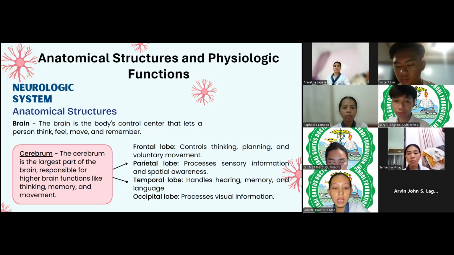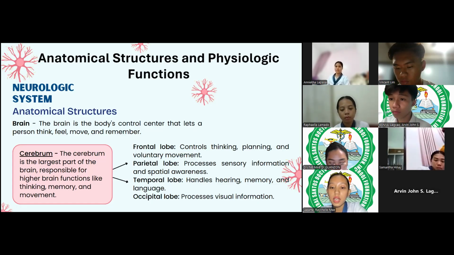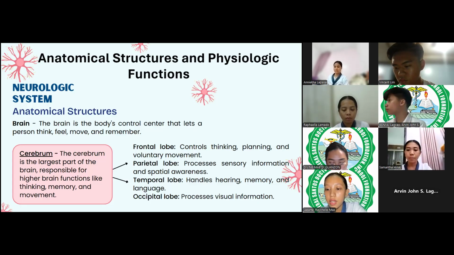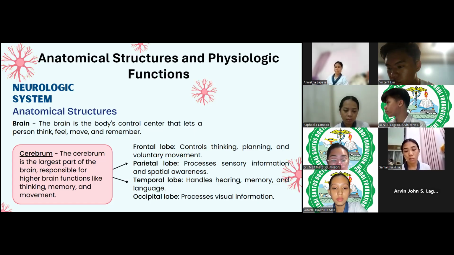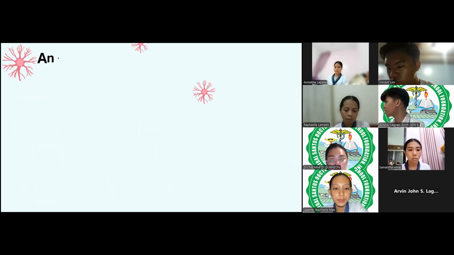So under the cerebrum, we have the frontal lobe that controls thinking, planning, and voluntary movement. The parietal lobe processes the sensory information and spatial awareness. The temporal lobe handles hearing, memory, and language. And the occipital lobe processes visual information. Next, please.